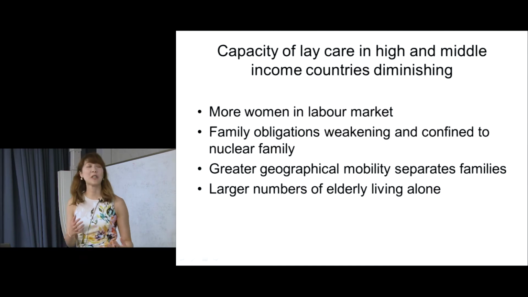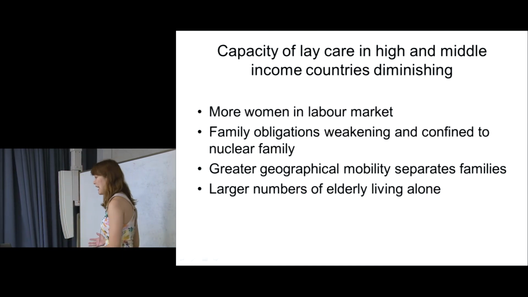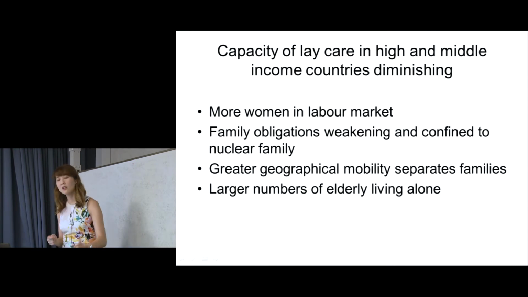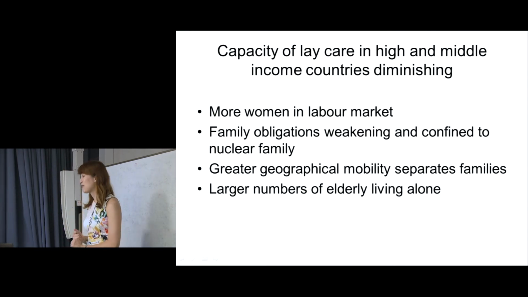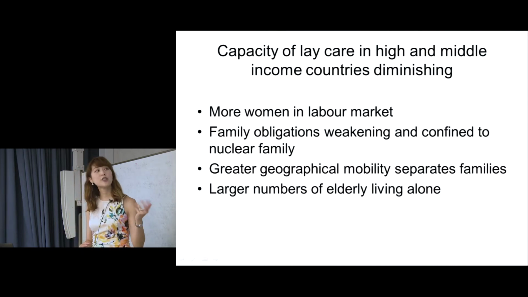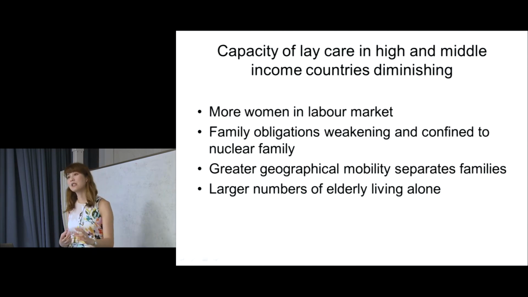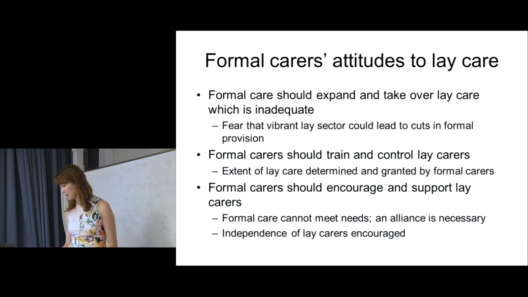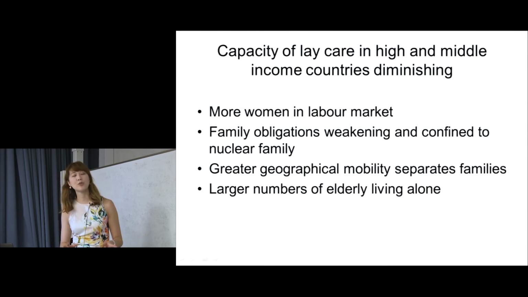This is why we're talking about this. It's crucial because the capacity of lay care in high and middle income countries is just decreasing. More women in the labor market, I'm sure every country is facing that. Also, family obligations are weakening and most people now live in nuclear families. City living, not rural living, no longer in big extended families, 4 or 5 generations together. Greater geographical mobility. So it all means that the elderly and the super elderly are living more alone in larger numbers. And so the capacity to provide lay care to one another is rapidly diminishing. And this has huge implications.